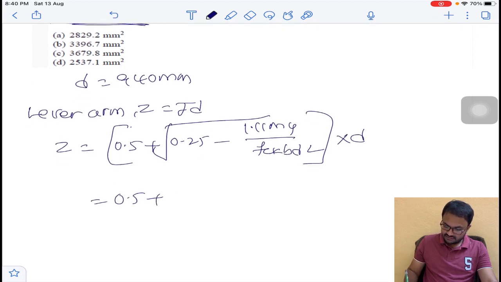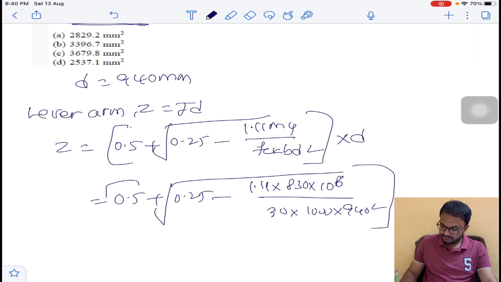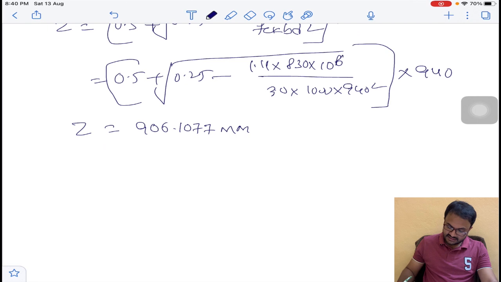So if you substitute the values, 0.5 plus the square root of 0.25 minus 1.11 into 830 into 10 power 6 divided by 30 into b is 1000, d is 940 square, into 940. So it will be Z is equal to 906.1077 mm. Okay, this is lever arm.